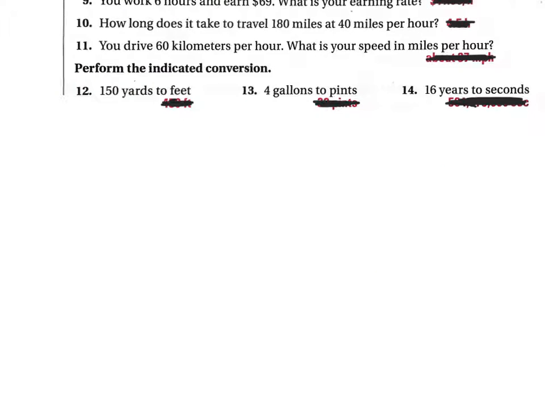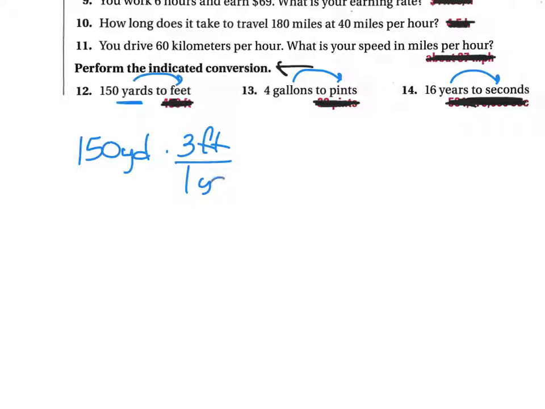One more slide. The last thing is I want you to just convert things. And hopefully you know some of these measurements already. Anytime you're going from a big measure to a small measure, you always need to multiply. Big to small, we're going to multiply. So 150 yards to feet. Hopefully you know that there are 3 feet in a yard. So I'm going to do it like I did last time. 150 yards to 3 feet in 1 yard. And what happens is my yard unit cancels. So I'm just going to multiply 150 times 3. And that gives me 450 feet.